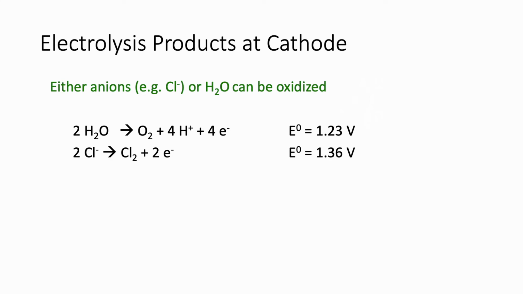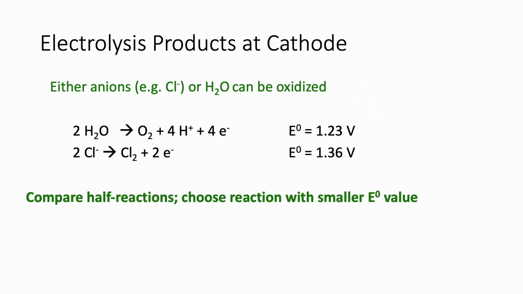And once again, we're going to look at our standard reduction potentials. Remember that the smaller the standard reduction potential, the more likely something is to be oxidized. So we'll compare our half reactions and find the reaction with a smaller, or more negative, standard reduction potential. And in this case, that is water. So water is more likely to be oxidized than chloride ions.